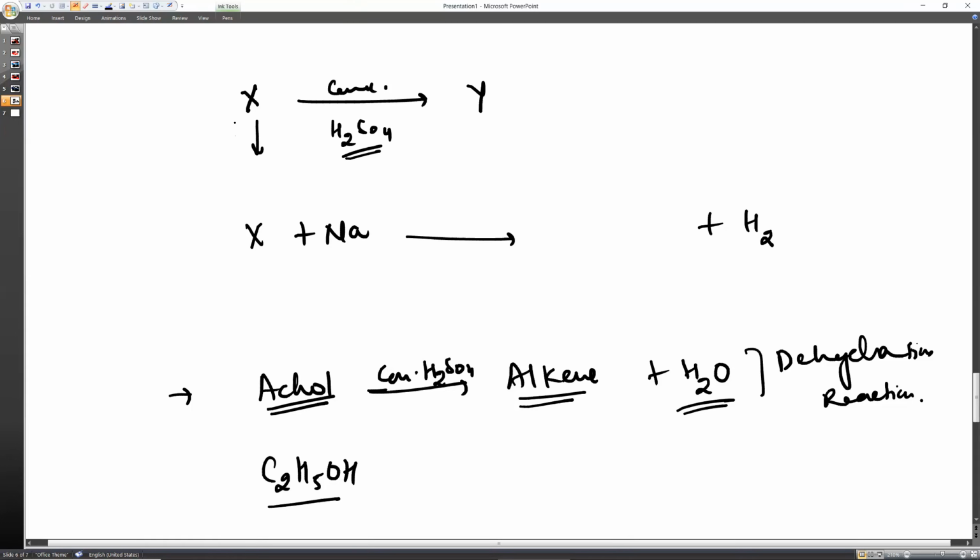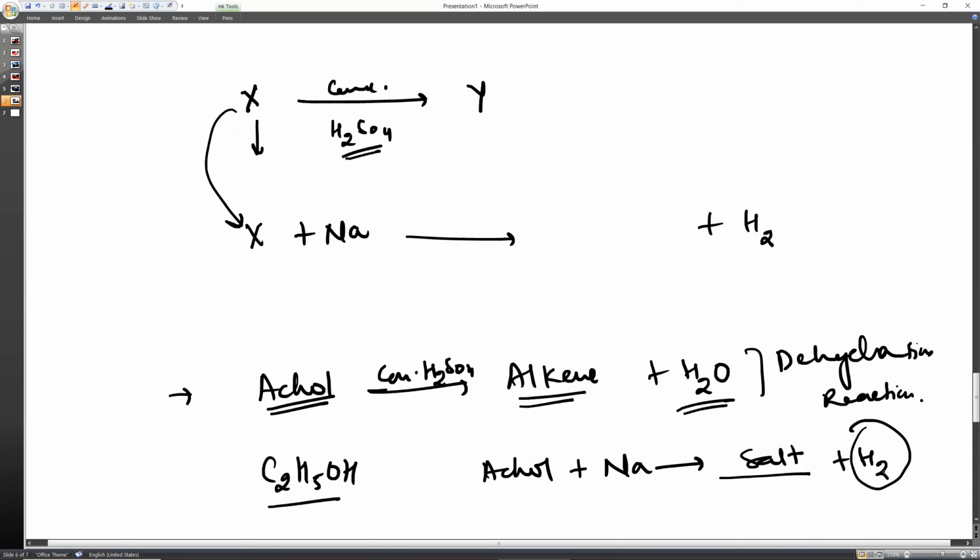Now it is saying that X when it reacts with Na, you know that alcohols when they react with Na will give you salt plus hydrogen gas. So what is that salt? Whatever it be, it is asking for the gas. So the gas is hydrogen gas. Let me take that question on the screen so that you can understand it better. Just give me a minute, okay?